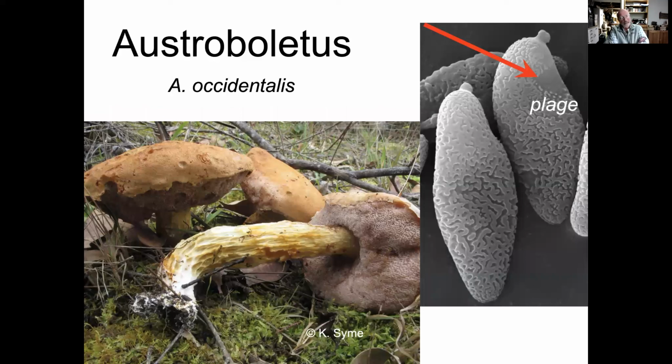And Roy Watling described Austroboletus occidentalis from Western Australia. And so far as we know, it's the only place where it grows. One bit lacking from the original description was the spore morphology, or the spore ornamentation. He neglected to mention that the plage of the spores in occidentalis are naked. There's no ornamentation there. And I thank Katie Syme for sending me the material and the photograph for which I could make the SEM and document this species.